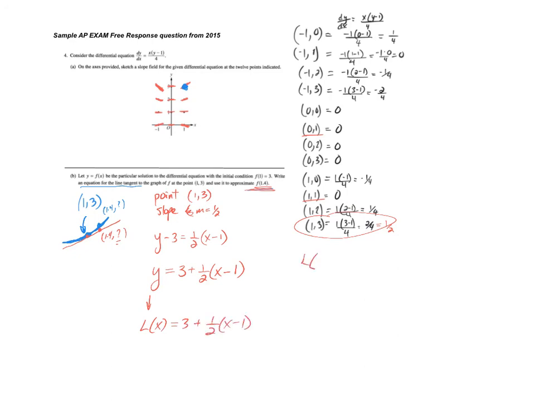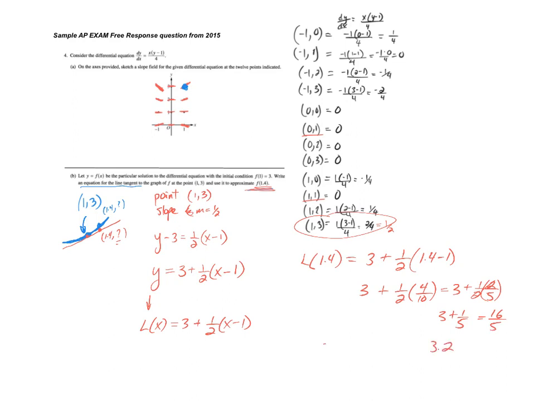So thinking about L of 1.4, that just means we're going to plug 1.4 in. So 3 plus 1/2 of 1.4 minus 1. So of course that's just 1/2 of 4/10, which is 1/2 of 2/5. So 3 plus 1/2 of 2/5. So the 2's cancel and we get 3 plus 1/5, or you want to write that as 16/5, or you could write it as 3.2. It really doesn't matter.